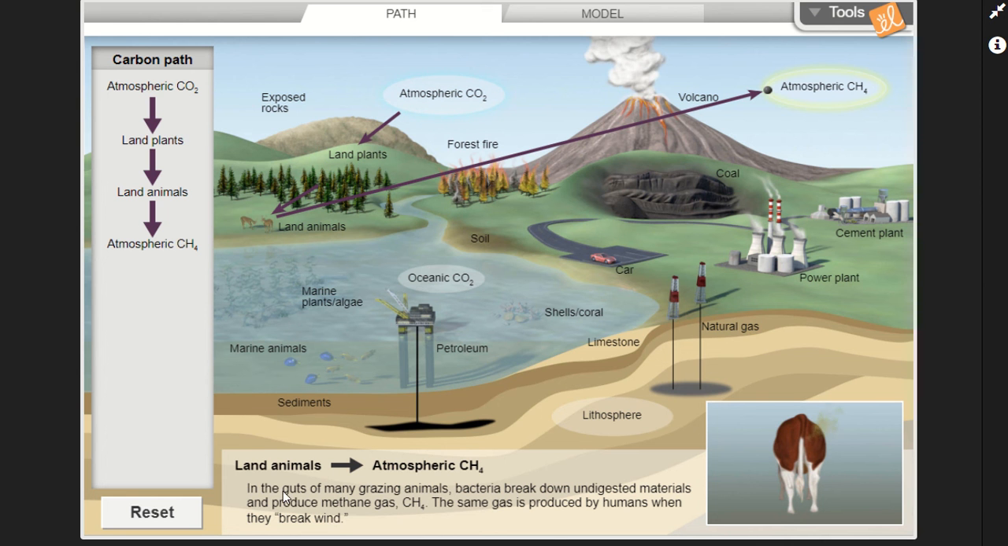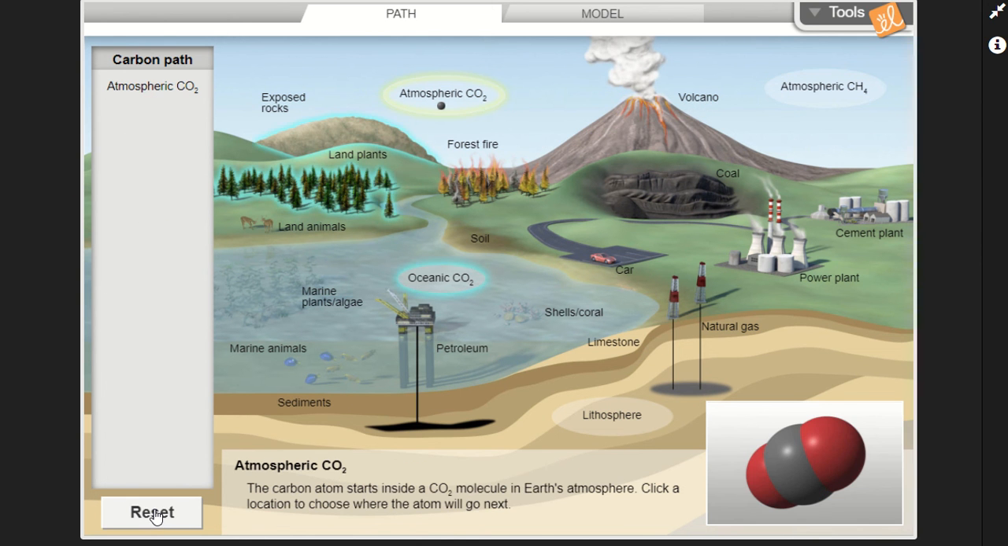But if you want to put it this way, in the guts of many grazing animals, bacteria break down undigested materials and produce methane gas, CH4. The same gas is produced by humans when they break wind. Okay? Or you can just write down cow farts. I will take cow farts.